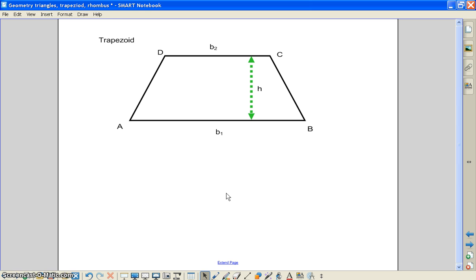Next we're going to talk about the trapezoid. A trapezoid is not a parallelogram. In a parallelogram, both sets of sides are parallel to each other. In a trapezoid, only one set is parallel to each other. The other set is not parallel. I have trapezoid A, B, C, D here, with the vertices called out, with a base of B1 and a top length here of B2, and the height between CD and AB, the distance between the parallel lines, is H. Again, to find the area, those are the only bits of information we need.